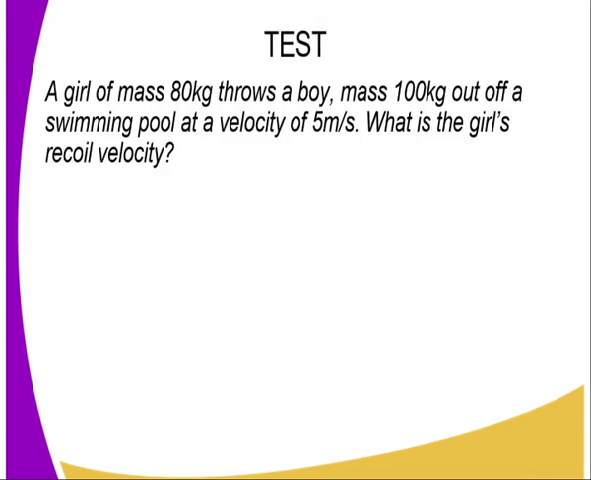So let's see whether we have been able to understand how to apply Newton's third law of motion, and try to attempt the same question but with different figures. In this case, a girl of mass 80 kilogram throws a boy of mass 100 kg out of a swimming pool at a velocity of 5 meters per second. We are required to determine the recoil velocity of the girl, using the same concept, and try to solve the question once again.